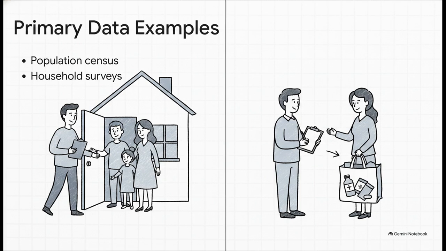Or, on a much smaller scale, imagine you're assigned a project to find out what people in your specific neighborhood are buying. If you conduct a survey, physically going to households and asking them directly about their purchases of packed foods or medicines, you're collecting primary data. You are the field worker gathering those fresh, original numbers.